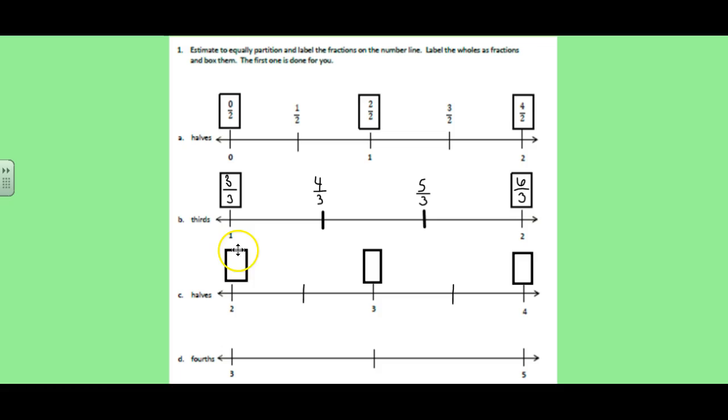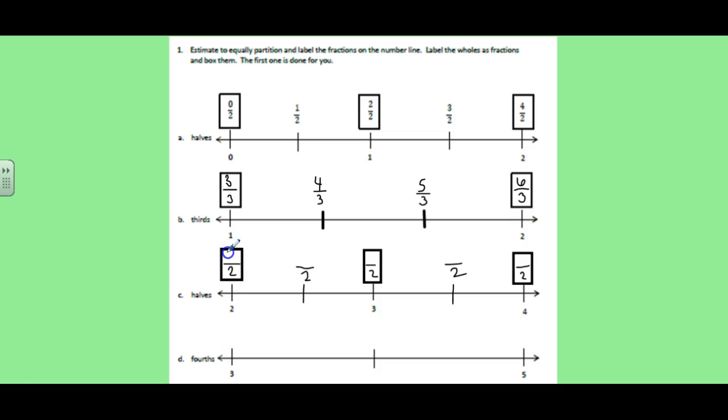Okay. So this time we're starting at 2 and not at 0 and not at 1. So once again we know our denominator is going to be 2 because we're working with halves on this number line. So you have to ask yourself how many halves are going to be in 2 wholes. And since our denominator is 2, you can also ask yourself what can I divide 2 by to give me 2.